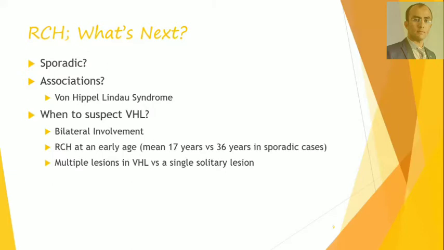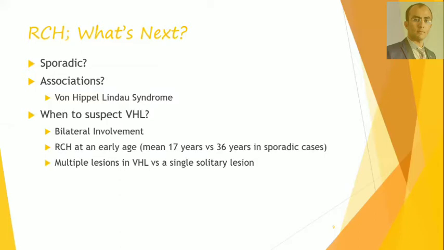The sporadic cases will be associated with a solitary unilateral tumor in older ages, while the tumors in von Hippel Lindau syndrome are supposed to occur at a younger age. So in cases of bilateral involvement with RCH at an early age, with multiple lesions and bilateral lesions, we would suspect von Hippel Lindau syndrome.